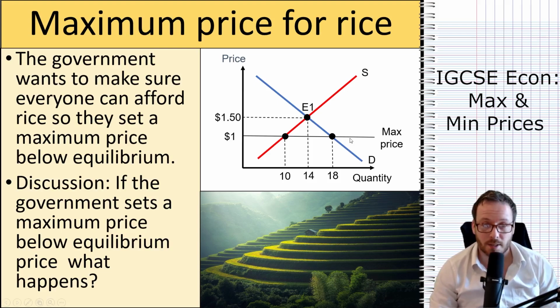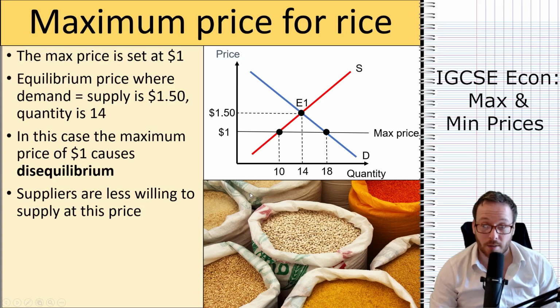So what happens here is quite interesting. Looking at the supply line, we can see suppliers are less willing to supply at this price. Price is cheaper. They can produce something else and sell it for a higher price. So only these producers are going to be willing to produce. These producers now are out the game. They're not willing to supply it.